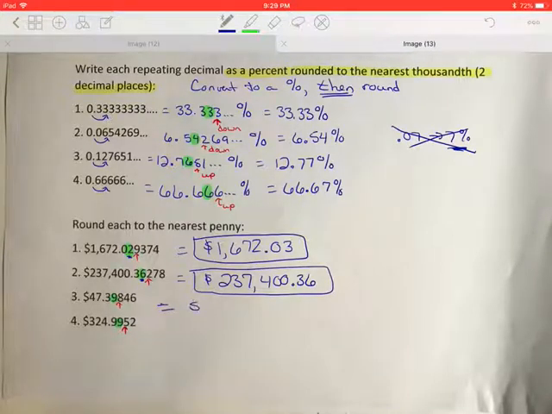For number 3, I've got $47. And this one's a little tricky because the 8 rounds the 9 up. So it rounds it up to 10, which means my cents are going to round from 39 up to 40. And then the last one we have is $324.99, but the 5 rounds it up. So if I round 99 cents up, it's going to round up to the next dollar if I add a penny to that. And that's going to become $325.00.